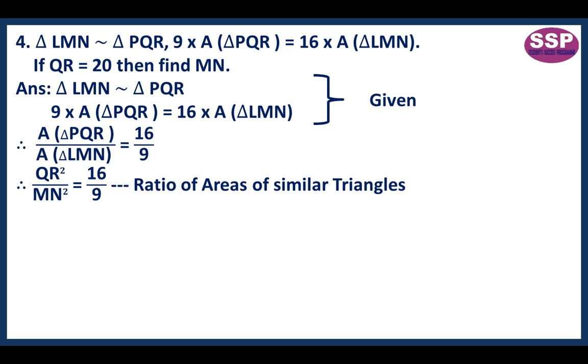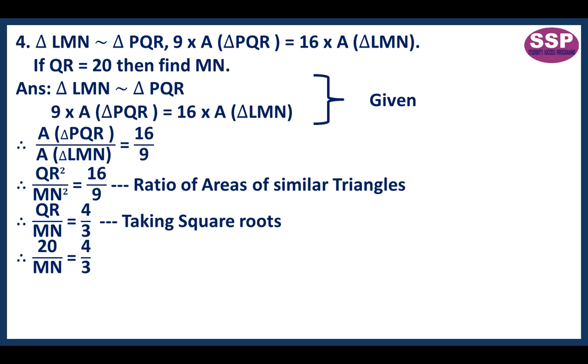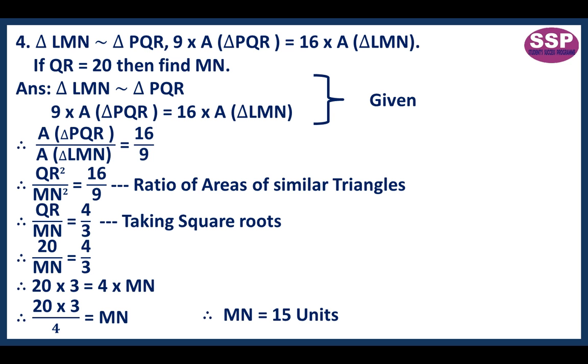Therefore, taking square root on both sides, we get QR upon MN is equal to 4 upon 3. As QR is 20, putting the value of QR, we get 20 upon MN is equal to 4 upon 3. On cross multiplication, we get 20 into 3 is equal to 4 into MN. Therefore, 20 into 3 upon 4 is equal to MN. On simplification, we get MN equal to 15 units.